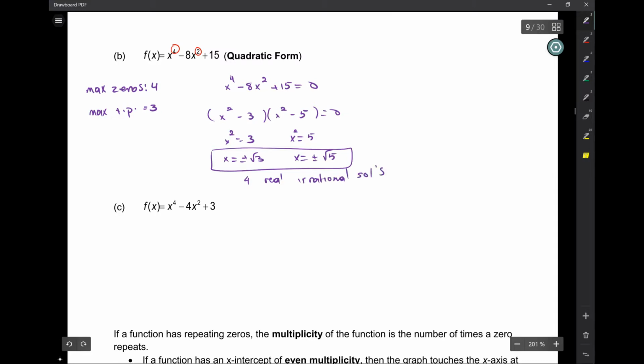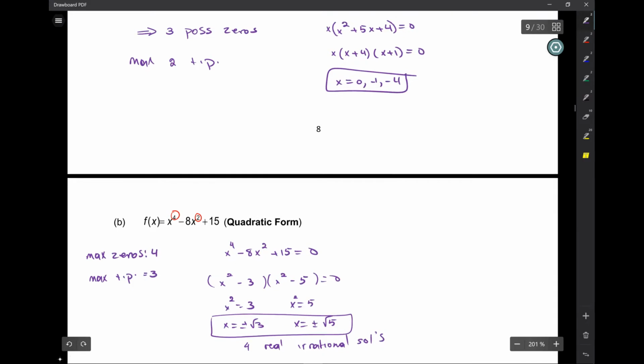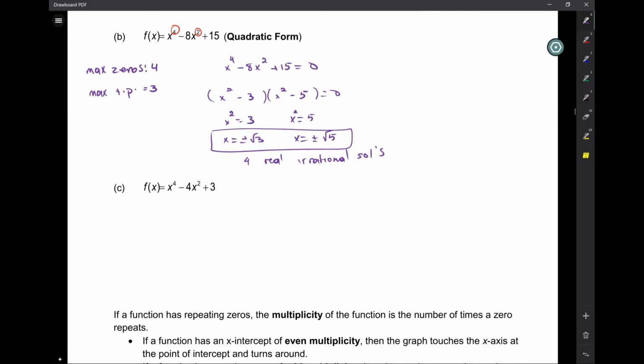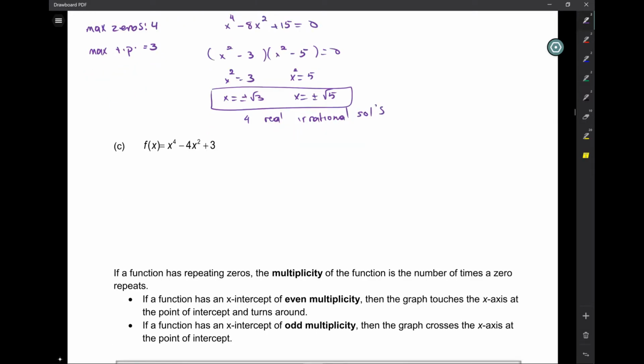solutions. It doesn't really make a difference whether it's rational or irrational. Like those, we got rational solutions, and these are irrational. But all real. Okay, here, same situation, right? You've got x squared and x to the power of 4. Again, 3 turning points, 4 zeros. X squared minus 3, x squared minus 1 equal to 0. So x is plus or minus root 3, plus or minus 1. So you get 4 solutions, 2 rational, 2 irrational, all real.